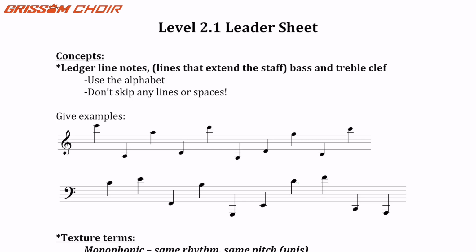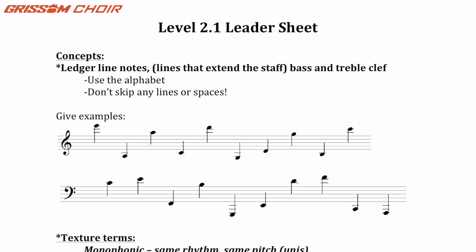With these lines, we continue to use the alphabet. When going up, that would be A, B, C, D, E, F, G, A, B, C, D, E, F, G, A, B, C, D, E, F, G, and so on. Going down would be the alphabet backwards. Just know that when you get to A, you go all the way back to G. Of course, just like with the staff, you don't skip any lines or any spaces.